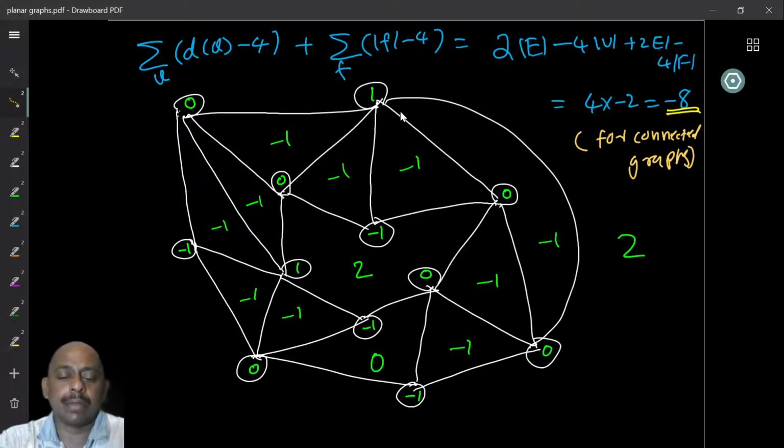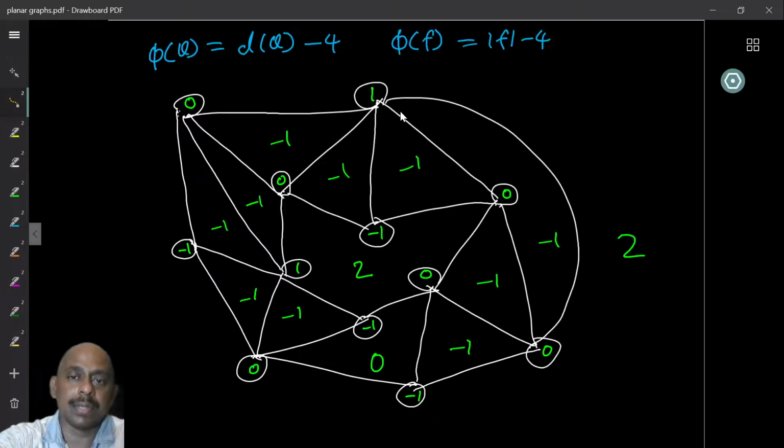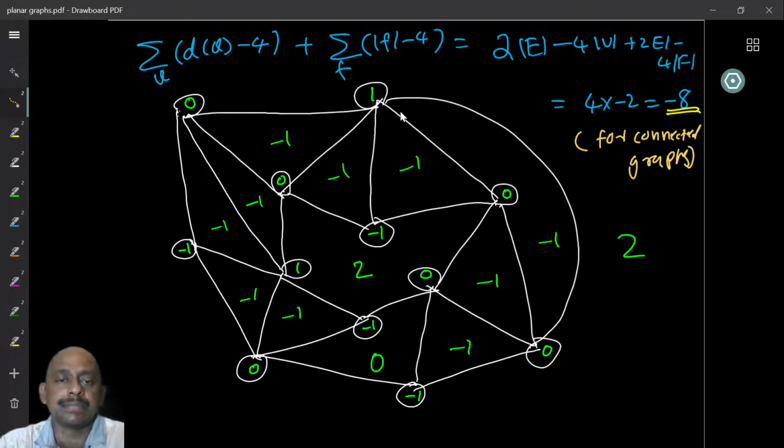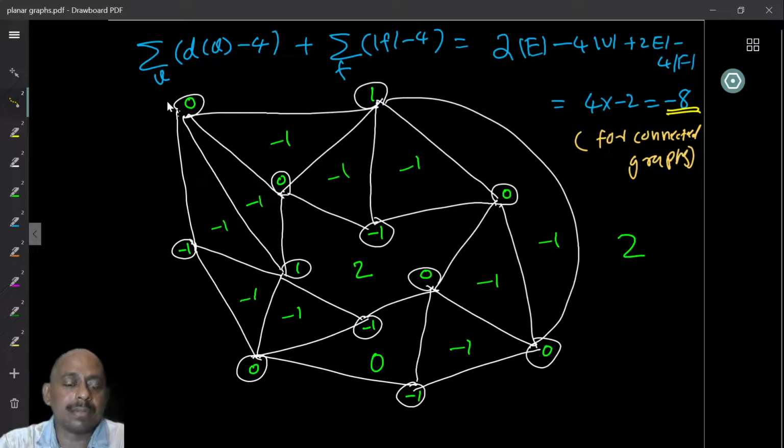Now, before doing anything with the corner, I observe what the total charge is after the charging phase, right? If I look at the total charge, it is the summation over all the vertices of dv minus 4 plus the summation over all the faces of length of f minus 4, right? Which by the earlier observation, a similar calculation, is 2e minus 4v plus 2e minus 4f, which is 4 times e minus v minus f, which is 4 times minus 2, which is minus 8. So if we start with this, you will always get minus 8 as the charge for connected graphs.